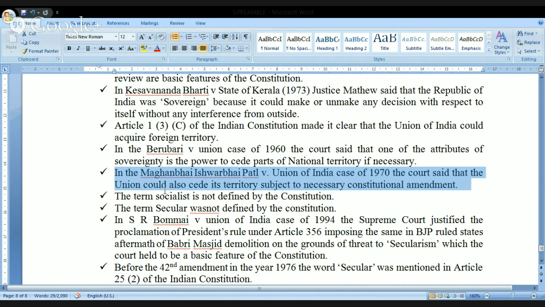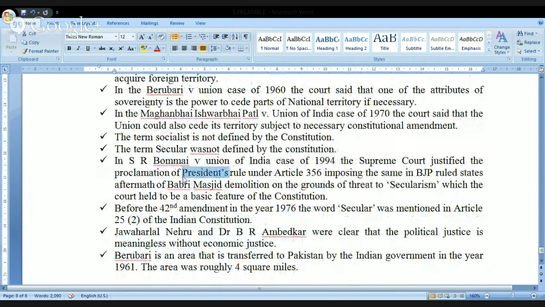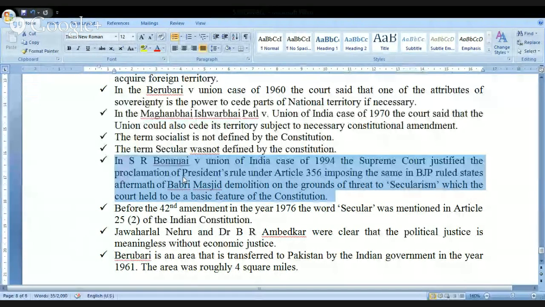Okay, the term socialist was not defined. The term secular was also not defined by the Constitution. Look at this here. In the S.R. Bommai versus Union of India case in 1994, the Supreme Court justified the proclamation of President's rule under Article 356, imposing the same in BJP-ruled states in the aftermath of the Babri Masjid demolition, on the grounds of threat to secularism, which the court held to be a basic feature of the Constitution.